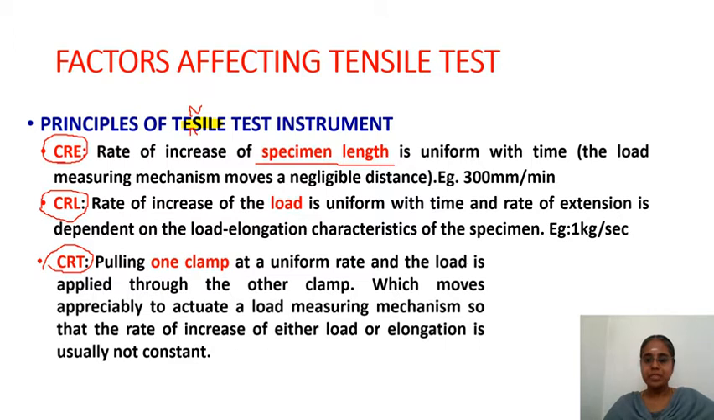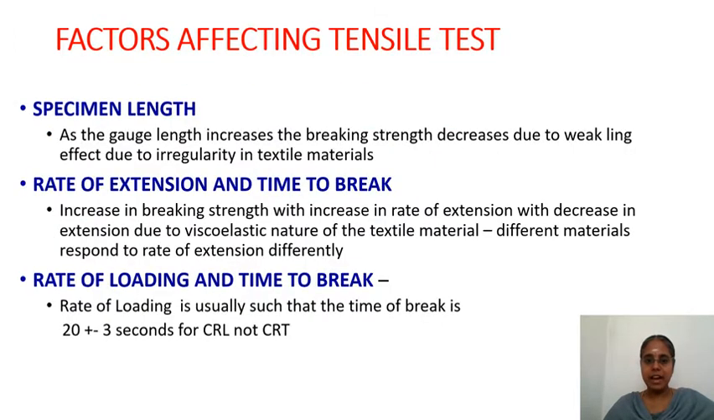So we'll go to the next factor affecting specimen length. We have already seen this in detail when explaining the weak link effect. As the gauge length increases, breaking strength decreases due to the weak link effect, due to irregularity in the textile materials. So this is because of the irregularity in the materials.